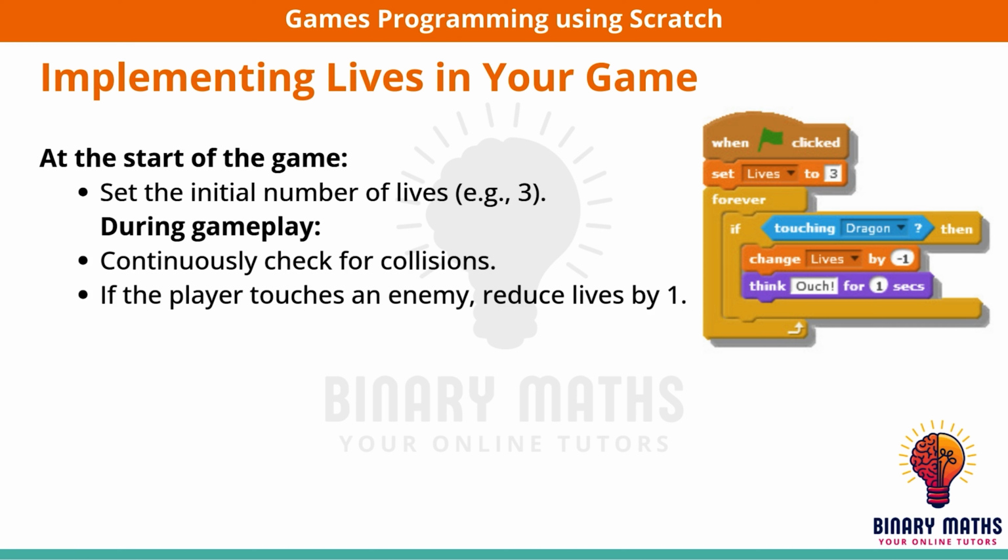Let's put this into action. When the game starts, we'll set the player lives to 3. Then, during the game, we'll use a forever loop to check if the player is touching an enemy. If they are, we'll subtract 1 life. This is how you create a sense of challenge in your game. If the player runs out of lives, the game can end. But don't worry, we'll talk about how to end the game later in the video.